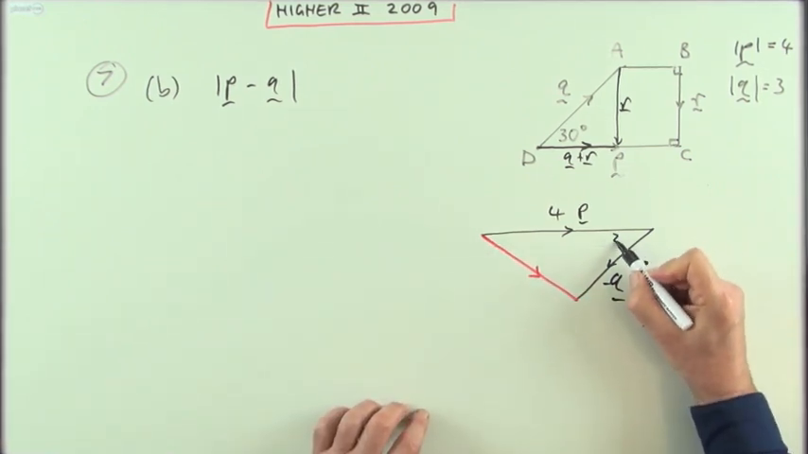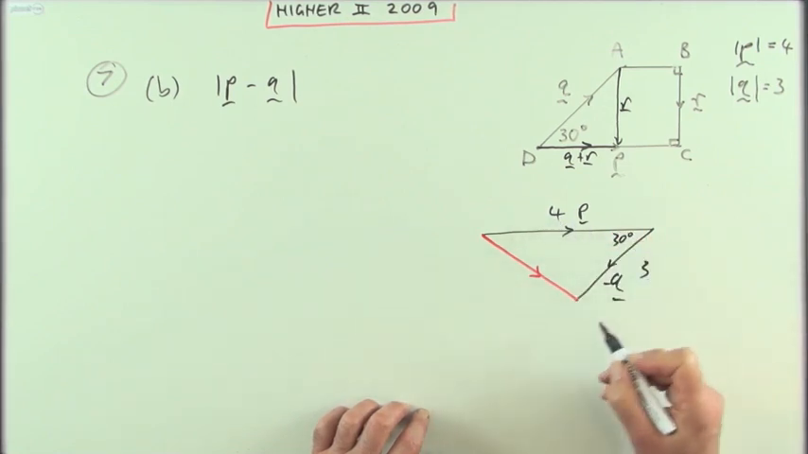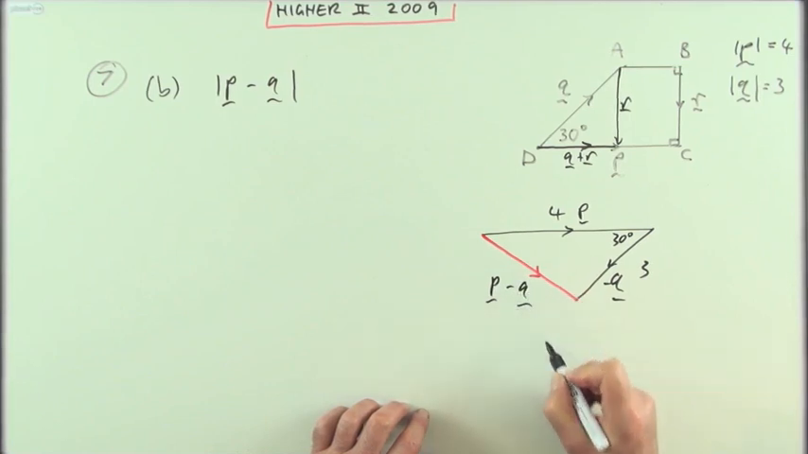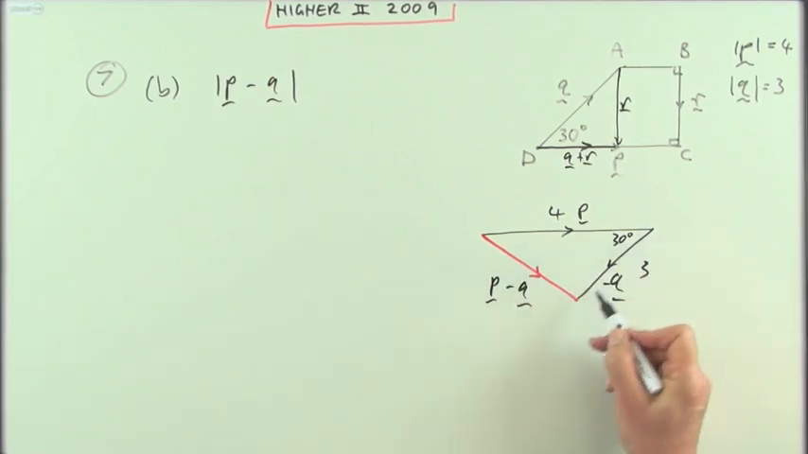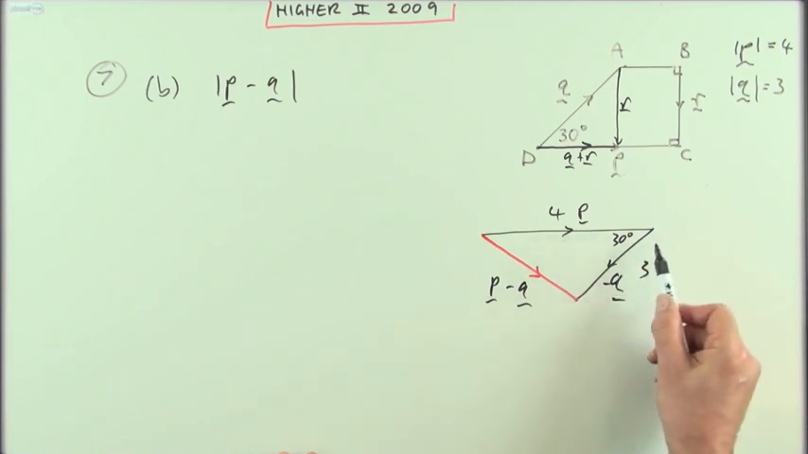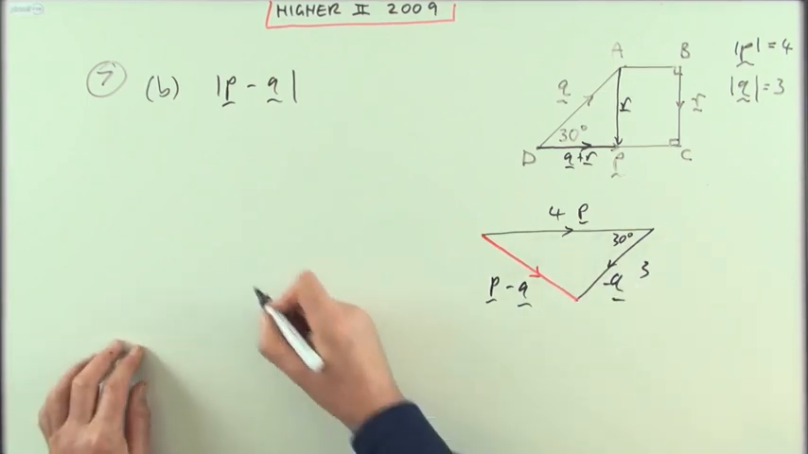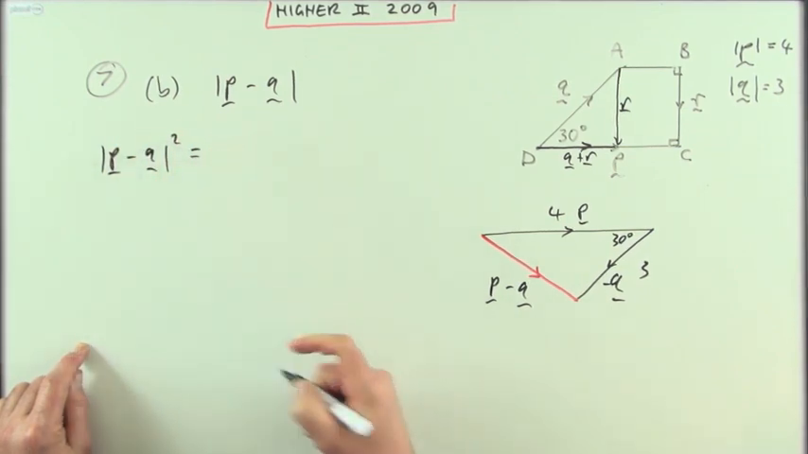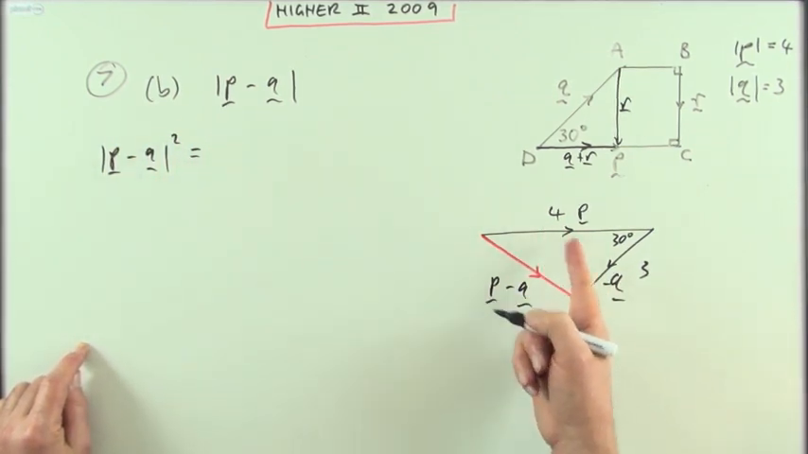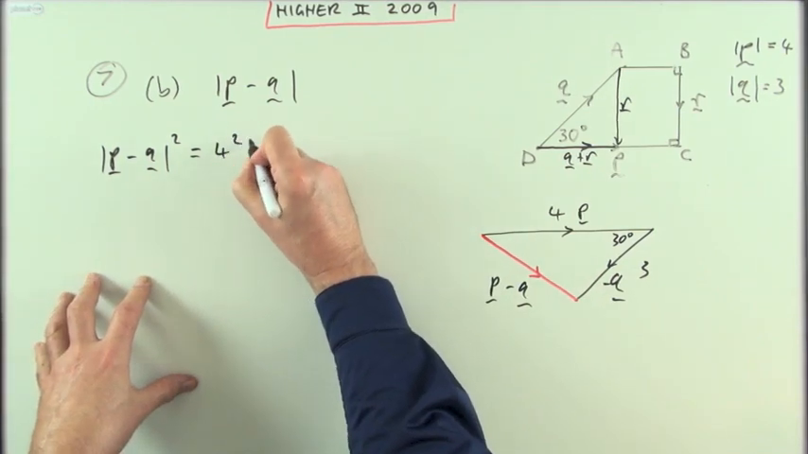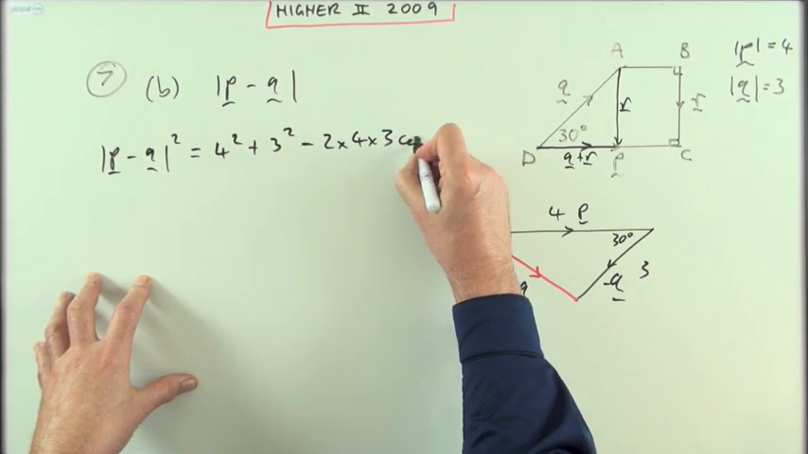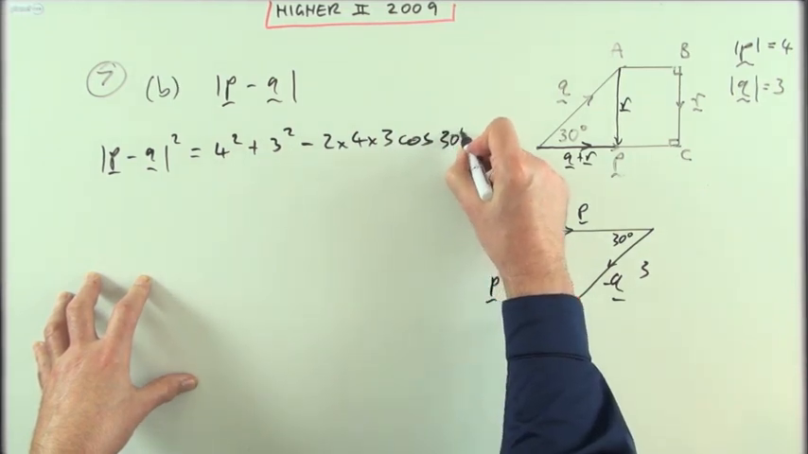So I've got an angle here of 30 degrees, a side 4, a side 3. I want the length of this side being P minus Q. What does that suggest to you? Scalene triangle, 2 sides an included angle, cosine rule. Cosine rule then. The length of P minus Q squared will be, following the cosine rule, the 2 adjacent sides, 4 squared and 3 squared, minus 2 times those, times the cosine of the angle in between, which was 30.